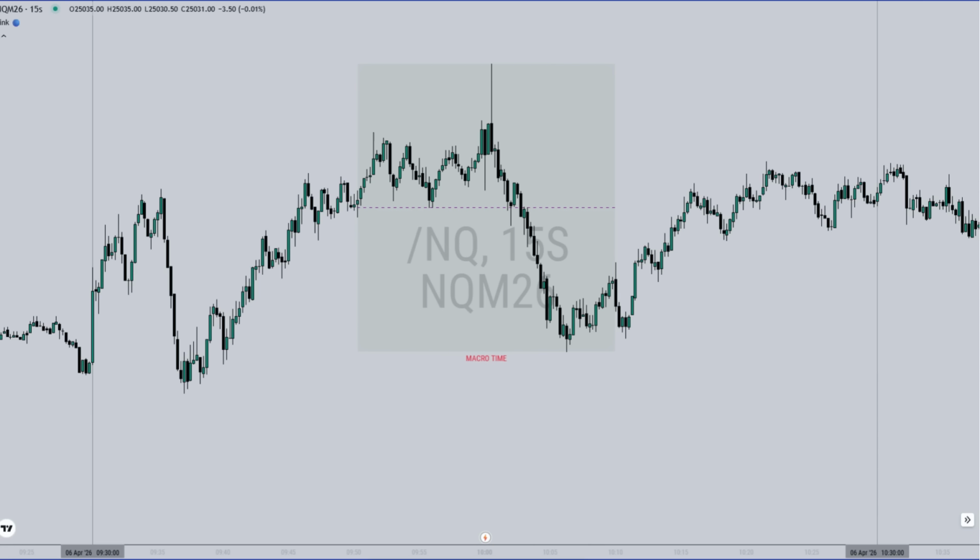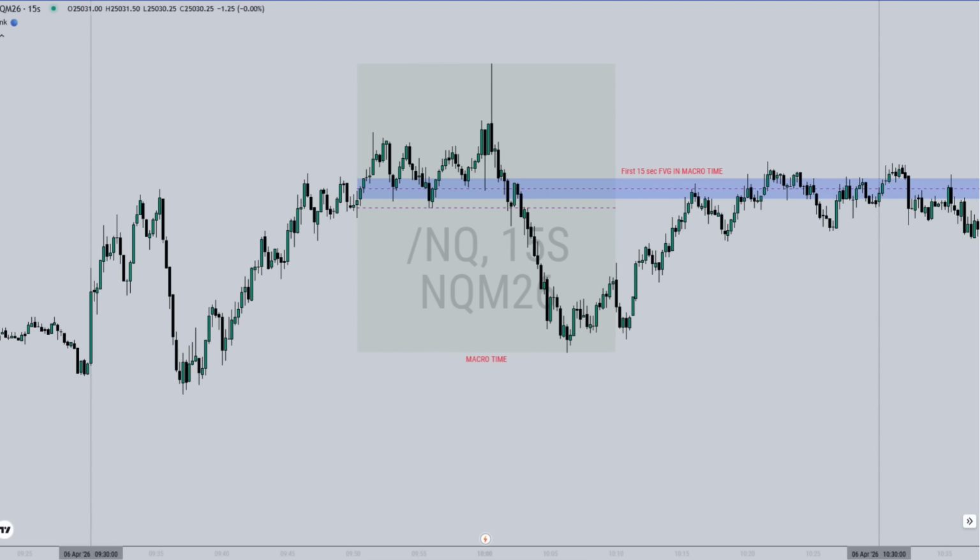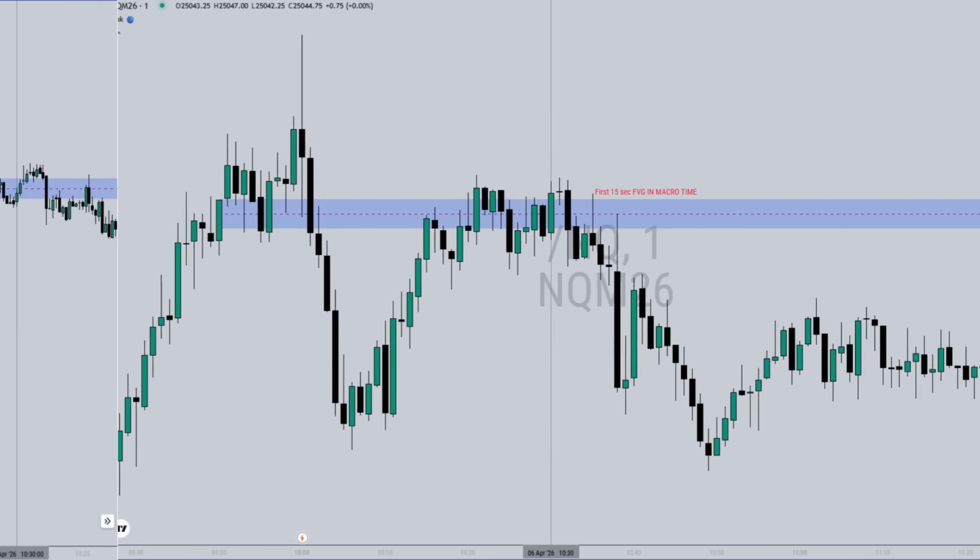Now, what you want to do is identify the first fair value gap inside the macro time on the 15-second chart. Once you find it, extend it forward past 10:30. This will become your key PD array and the foundation for your execution.